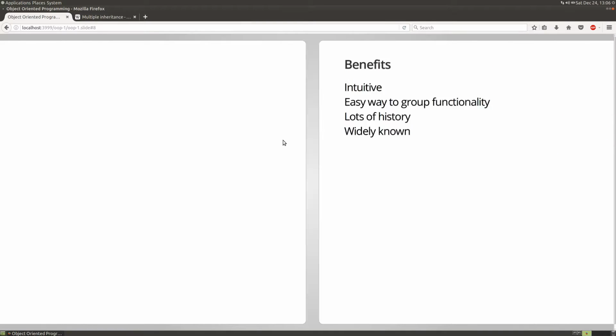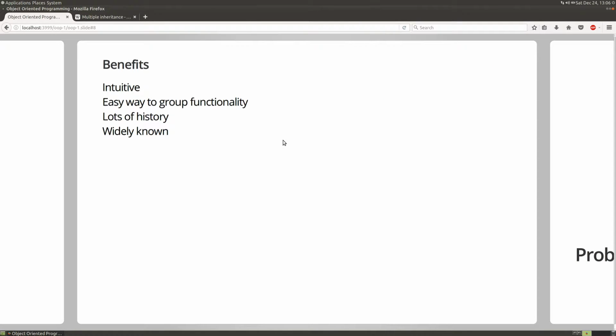So some of the benefits of object-oriented programming is that it is very intuitive. If you look around the world, there are dogs and cats, and toasters and ovens, and we as humans see those things as objects, and they have state and behavior.